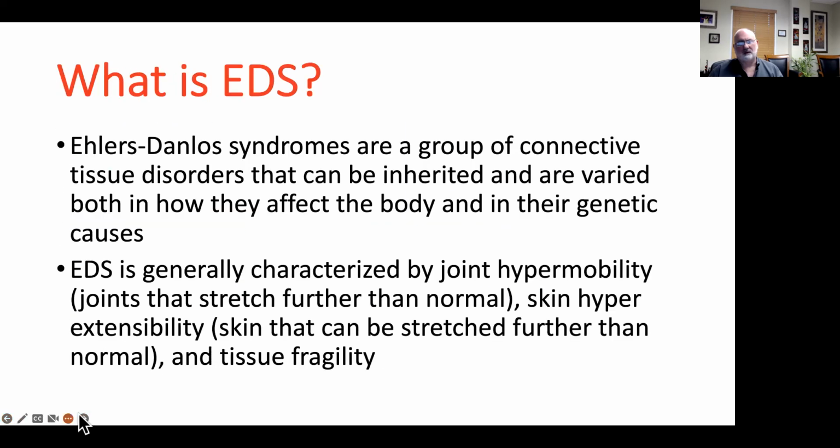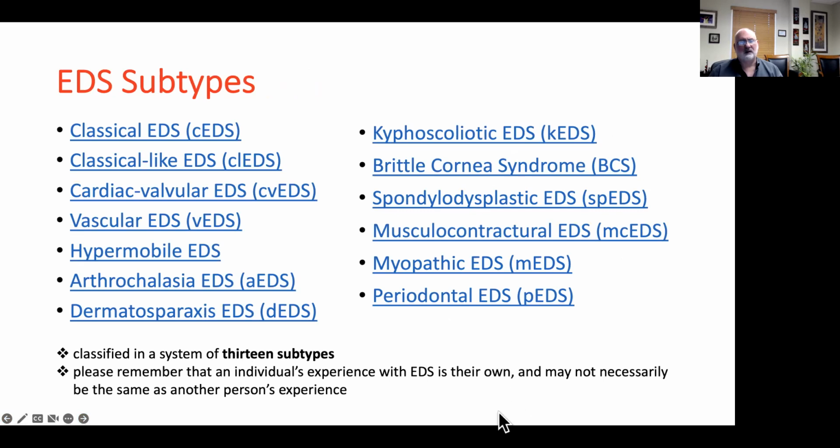I'm not going to get into all the types of EDS. For our purposes today, most people are diagnosed with hypermobile spectrum disorder, or hypermobile EDS in previous terminology, which is what most people that I see have. Of course, you can have any of these types of EDS, and the only way to find out would be to get genetic testing.